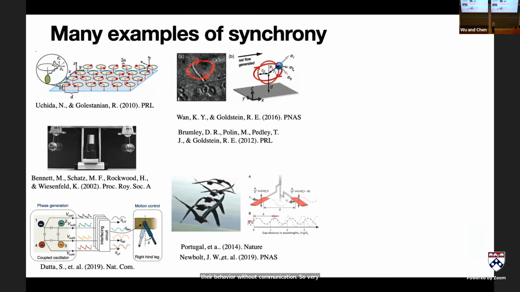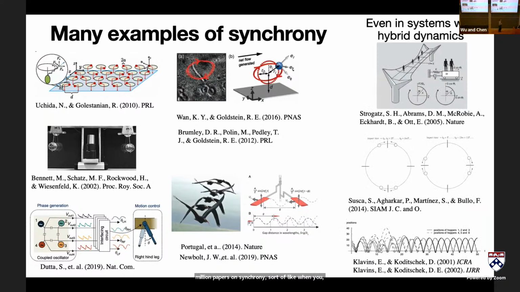If anybody's searched synchrony or done any sort of very basic nonlinear dynamic studies, there's, I mean, a million papers on synchrony. Sort of like when you look at it long enough, it's not that interesting. But critically, lots of examples of hybrid dynamics, especially some done here, lots done here.